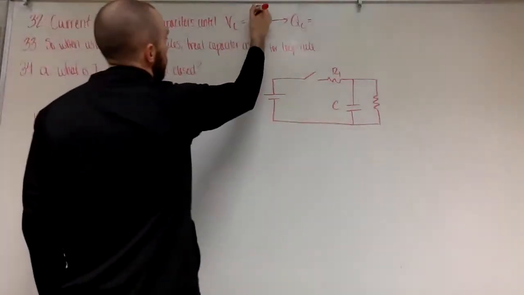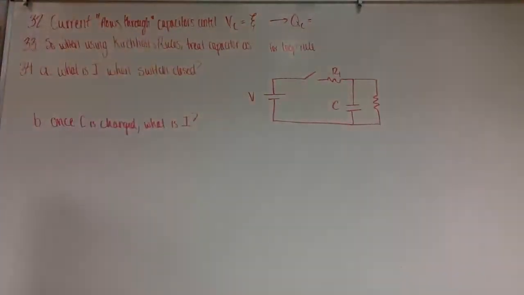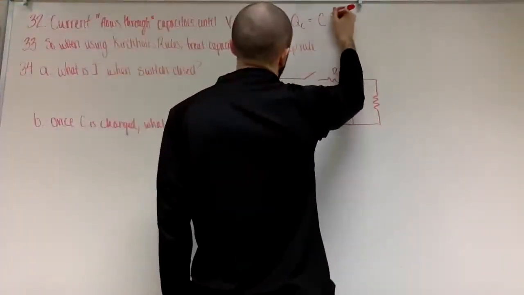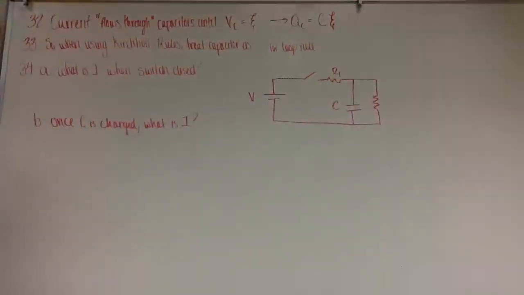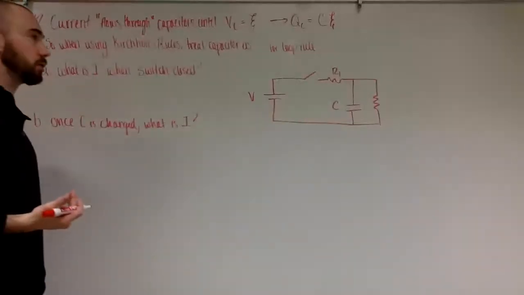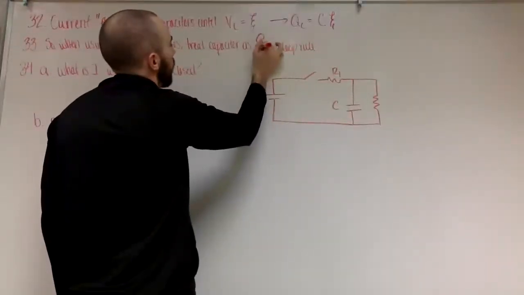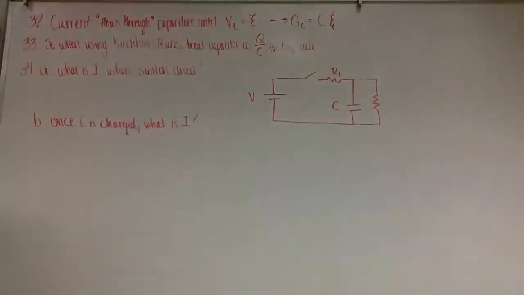Current flows until the voltage on the capacitor is equal to the electromotive force supplying it. Since we know that Q equals CV, that just means that the charge on our capacitor is always going to be equal to the capacitance times the electromotive force. So when we use Kirchhoff's rules for a capacitor, you're going to treat the capacitor as Q over C, which is going to give us its electromotive force. So you're just treating it like voltage, just like you would normally for the loop rule.